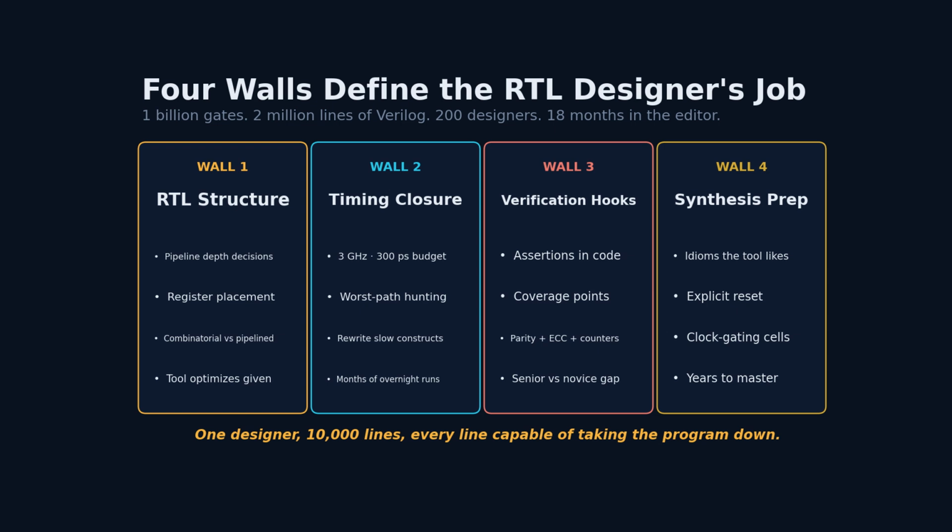Wall 4 is synthesis preparation. The RTL has to be written in a way the synthesis tool can compile efficiently. The same logic, written 2 different ways, can produce a 40% area difference in the gate-level netlist. The designer learns which patterns the tool likes and which patterns it does not. 4 walls, 2 million lines of Verilog, 1 designer holds the pencil.